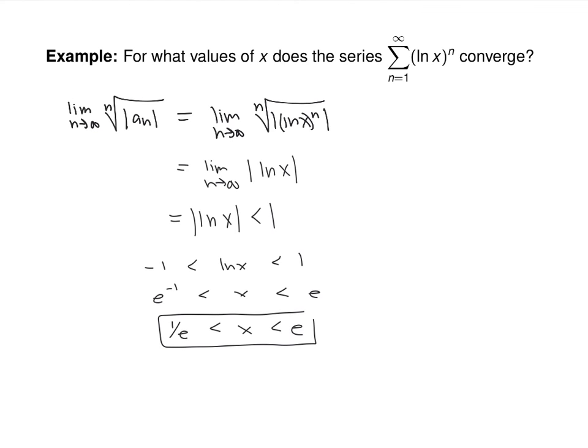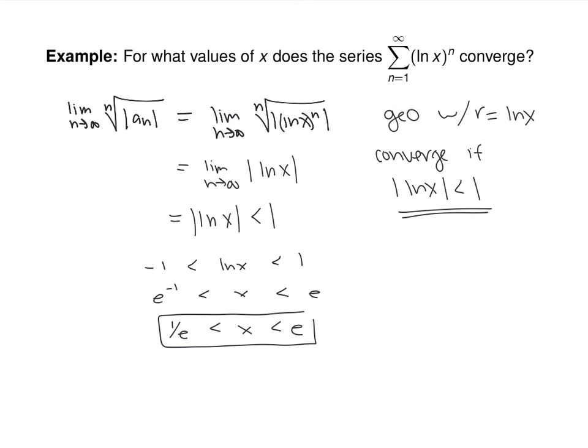You could have also said that this is a geometric series with r equal to ln x, and will therefore converge if the absolute value of ln x is less than 1. So technically, this would mean that you don't actually have to test the endpoints because you know that geometric series diverge at those endpoints.